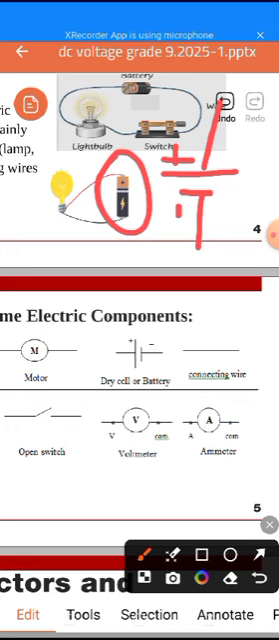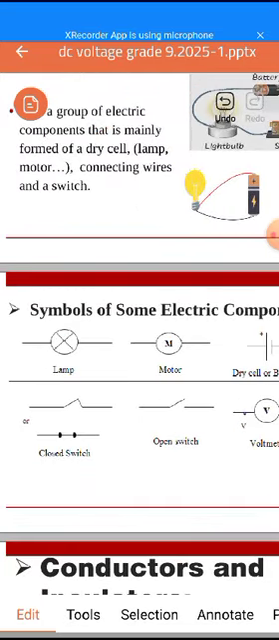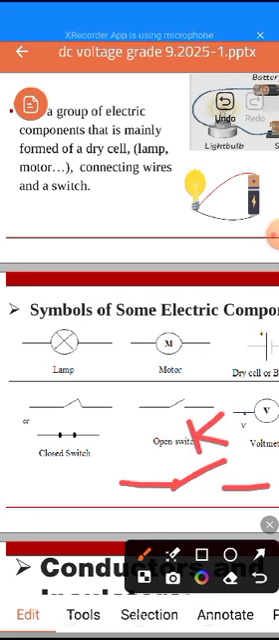Now the connecting wire is so easy. Just a line, a straight line. We also have the switch, and the switch can be either open or closed. Let's start with the open switch. Since it's open, we draw it like a slide. We keep space because it's open. We draw it like this. We can put a letter K. So when you see letter K, it means the key, the switch.